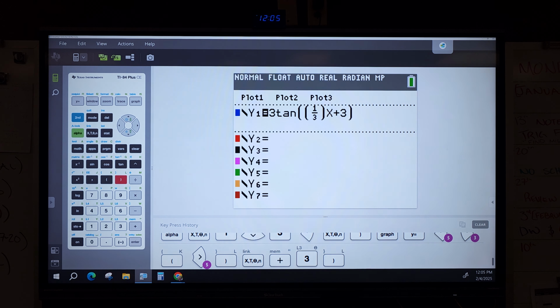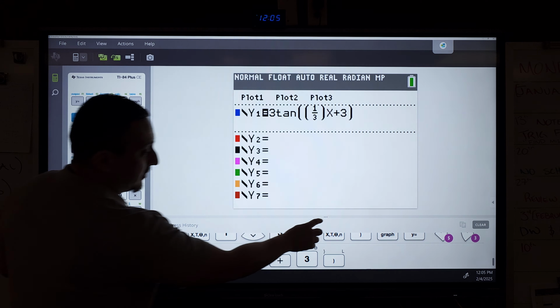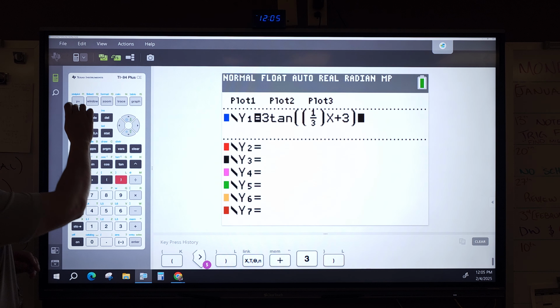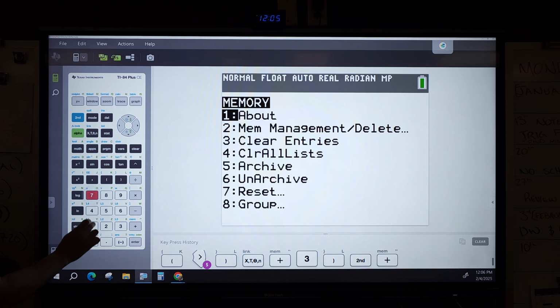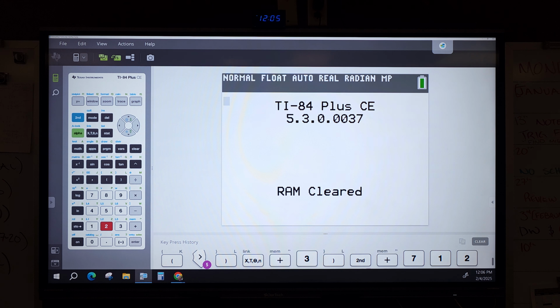Or you won't be able to set up your calculator right. First thing is we need to reset it. Okay, so second plus 712. Okay, make sure you reset it. We're gonna graph it in radians.